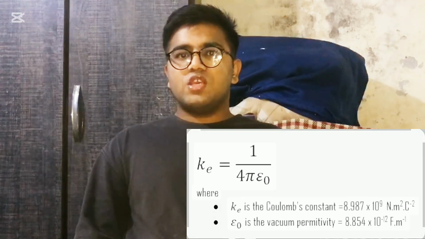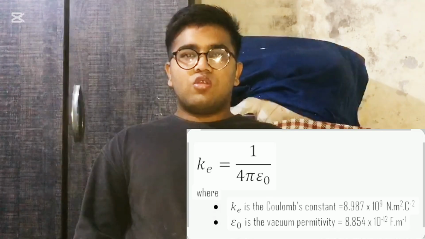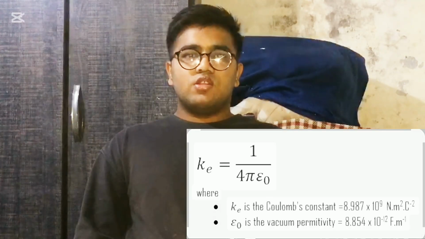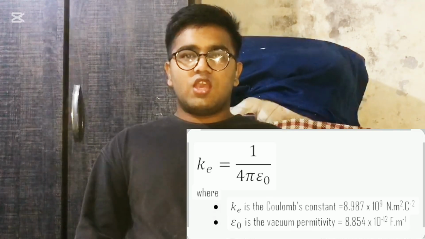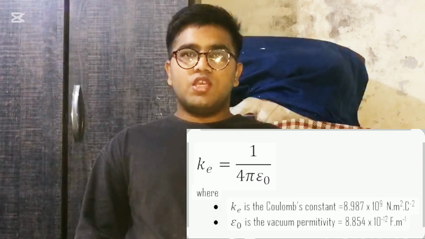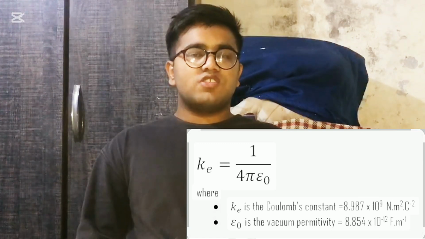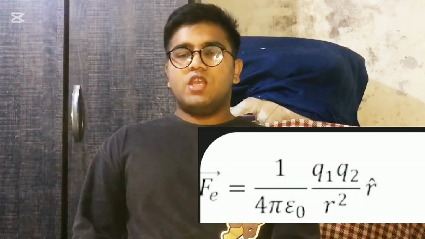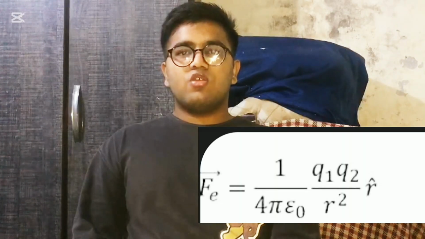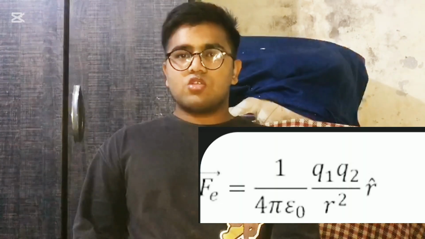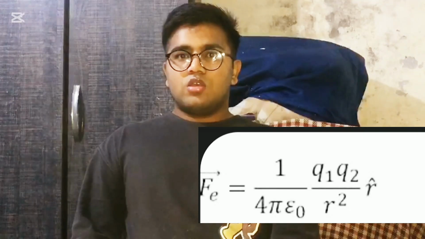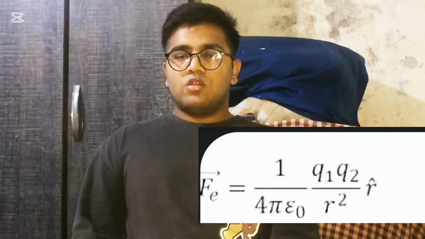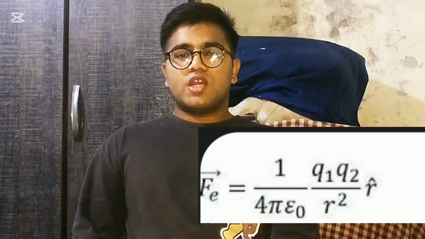So if we put the value of the electrical constant in the equation of K, its value comes out to be 9 × 10⁹ N·m² per C². Thus Coulomb's force in free space will be F equals 1 over 4π times the electrical constant, multiplied by q₁q₂ over r².